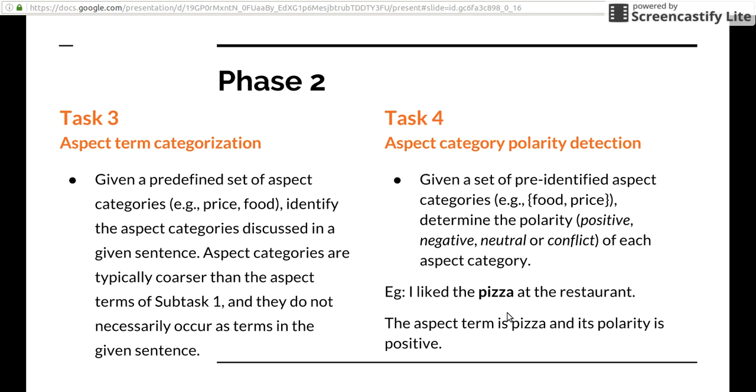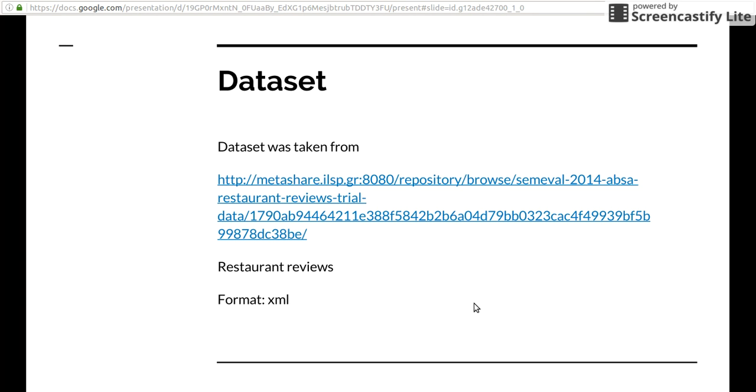After we have given a set of predefined aspect categories, we determine the polarity, which can be positive, negative, neutral, for each aspect category. Like given in this sentence, I really like the pizza at the restaurant. The pizza is definitely the aspect term, and the polarity of the aspect term is positive, as expressed in this sentence.